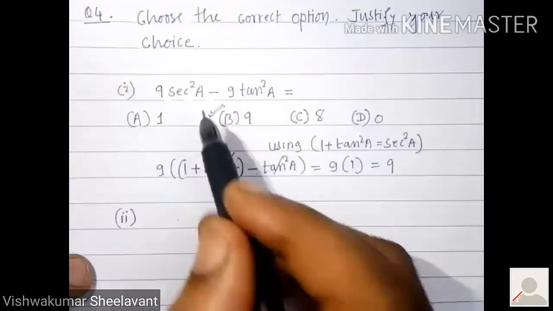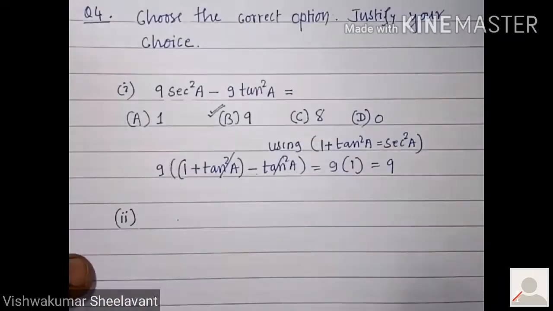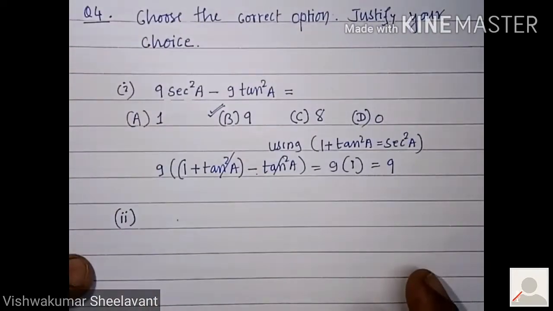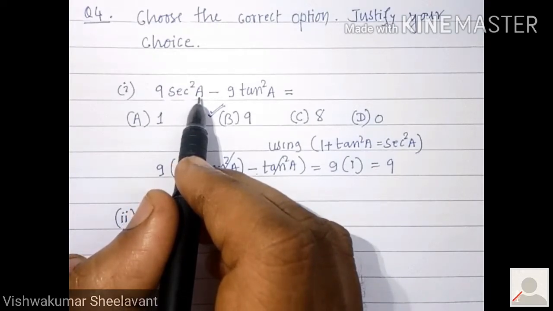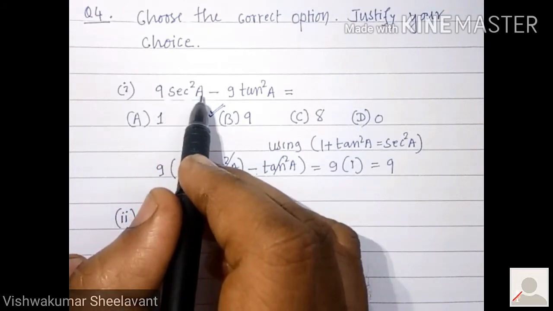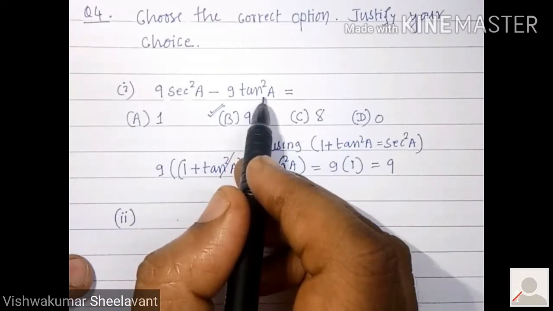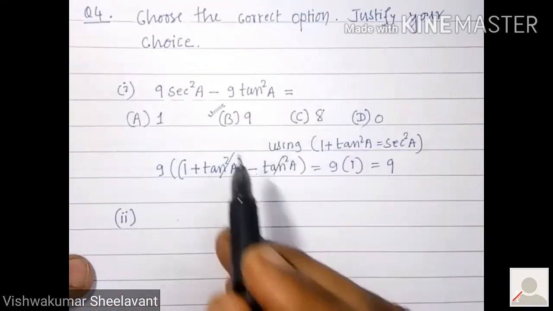How is that? A and A are there. You put some angle value and simplify. You take A equal to 45 degree and see what happens. Sec 45 is root 2. Sec square 45 is 2. Root 2 square is 2, minus tan 45 is 1. Tan square 45 is also 1. So 9 into 2 minus 9 into 1. 18 minus 9 is 9. Answer is 9 only.